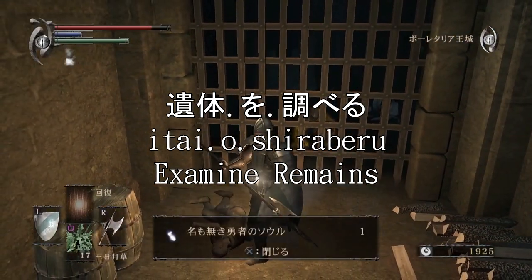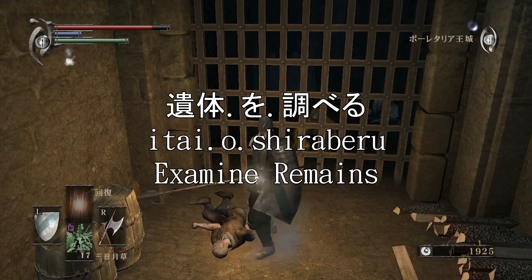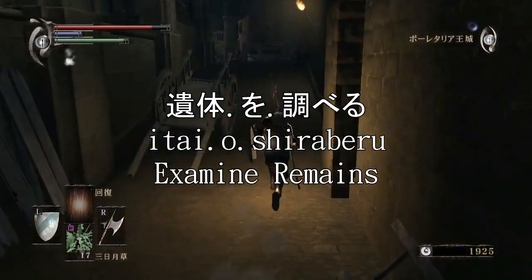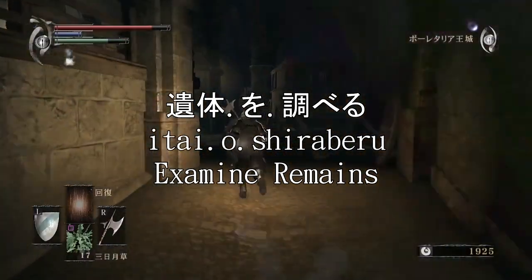Itai o shiraberu. Examine remains. Itai means remains or corpse. It's made up of bequeath and body.